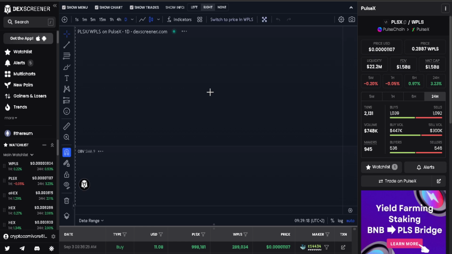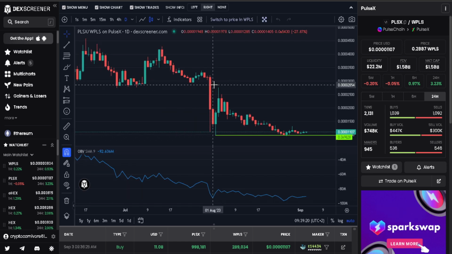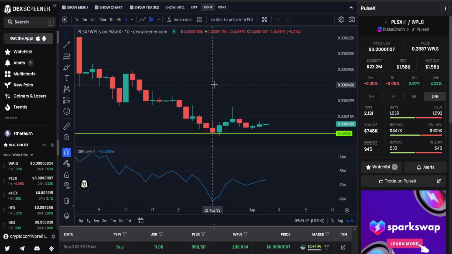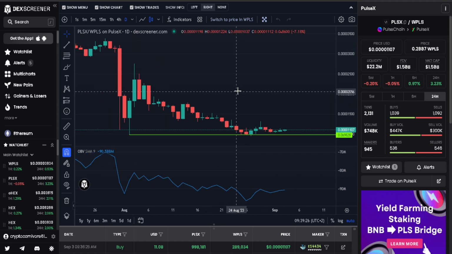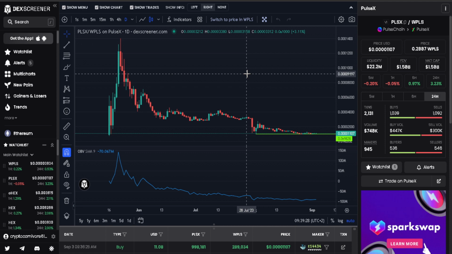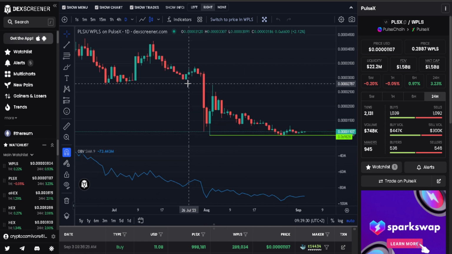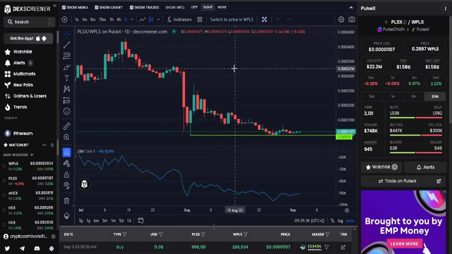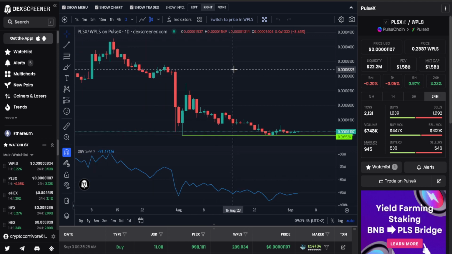Now obviously there's lots of FUD. The market participants are trying to figure out if this is going to have a value in the future. I'm not going to comment on that. I like PulseX and Pulse, and I'm trying to get as much of them as humanly possible.